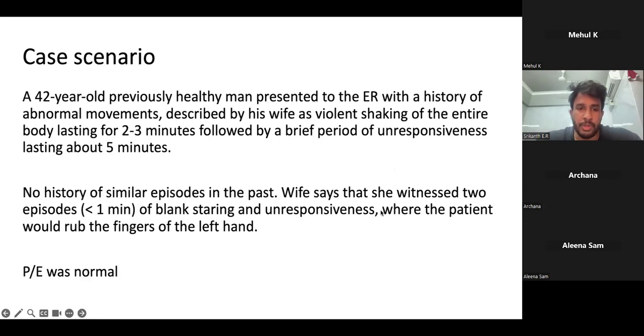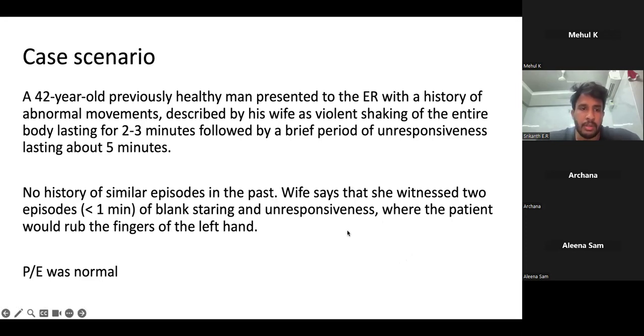This is a 42-year-old previously healthy male presented to the ER with a history of abnormal movements described by his wife as violent shaking episodes of the entire body lasting for 2 to 3 minutes, followed by a brief period of unresponsiveness, which lasted about 5 minutes. No history of similar episodes in the past, and the wife says that she has noticed 2 episodes, very brief, less than 1 minute, of blank staring and unresponsiveness, where the patient would rub the fingers of the left hand. On arrival, the patient's physical examination was normal.